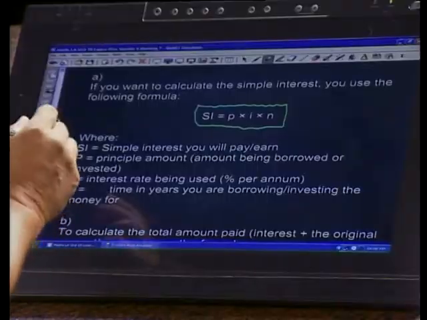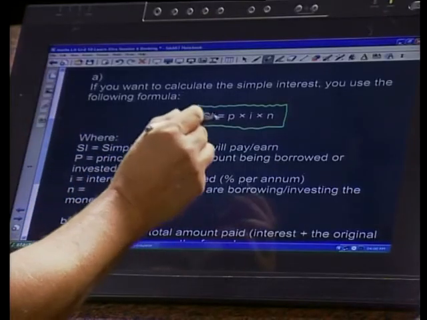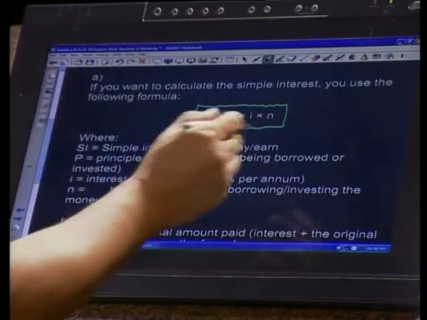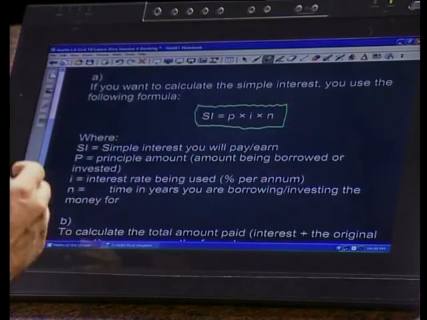So we've got a formula, SI equals P times N times I. Now, if you've never used this formula before, you would never know what SI means, what P means, what N means, what the I stands for. Let's have a look. Simple interest.